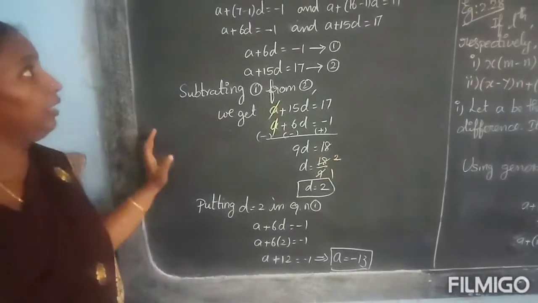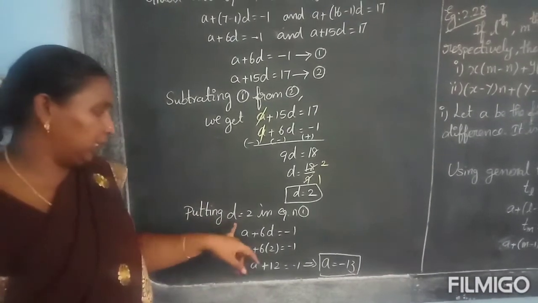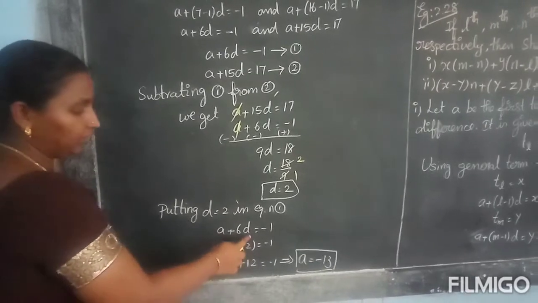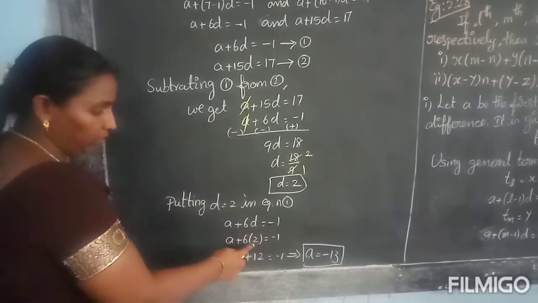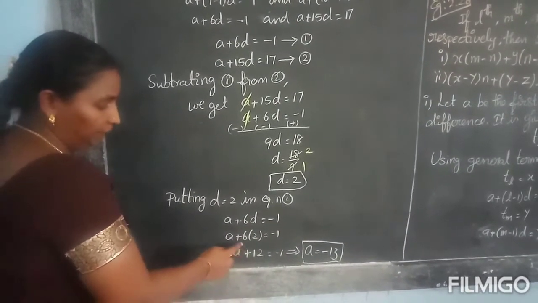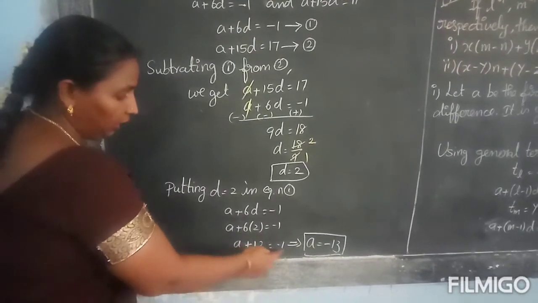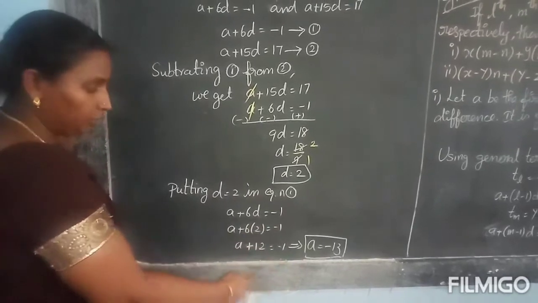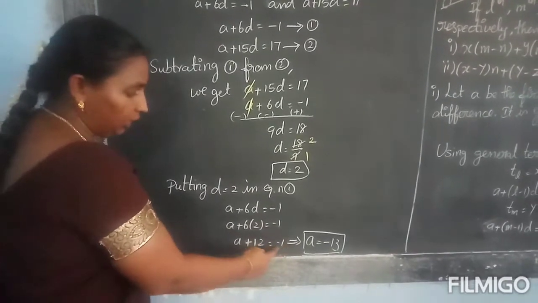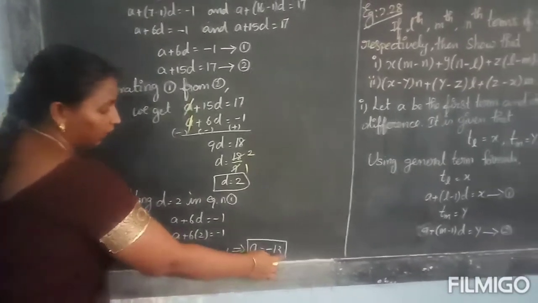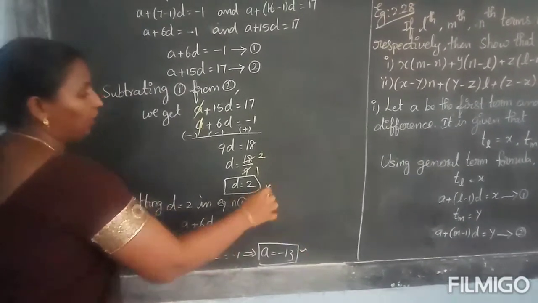They ask for the general term, you know. So putting D equal to 2 in equation 1, we have to find the A value. A plus 6D equal to -1. Substitute the D value 2. You will get A plus 6 into 2 equal to -1. A plus 6 2s are 12 equal to -1. Send the 12 to the right hand side, you will get -12. -1 minus 12, you will get -13. A value is -13. We have found the A value and D value.